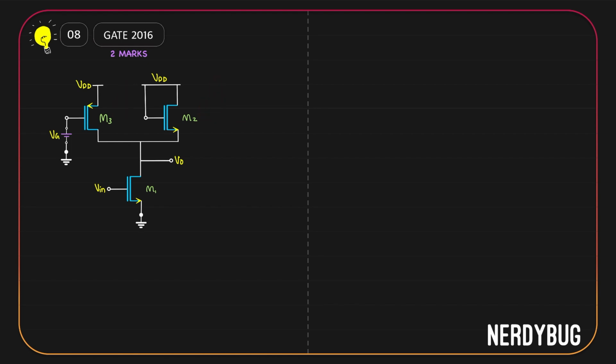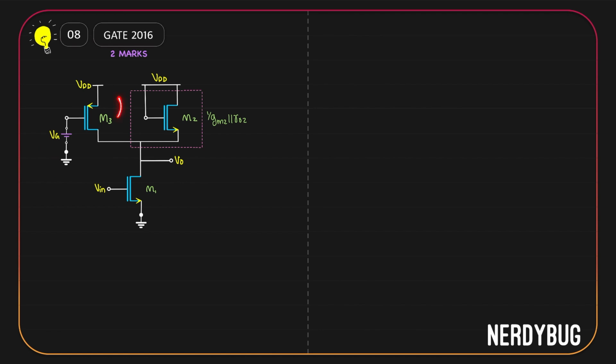We already saw that M2 is a diode connected transistor, so it can be modeled as a resistor whose resistance is 1 by gm2 parallel to ro2 because channel length modulation is also included. Now, how about M3? This is also connected between the drain of the common source amplifier and the supply VDD. In fact, the drain of M3 is connected.